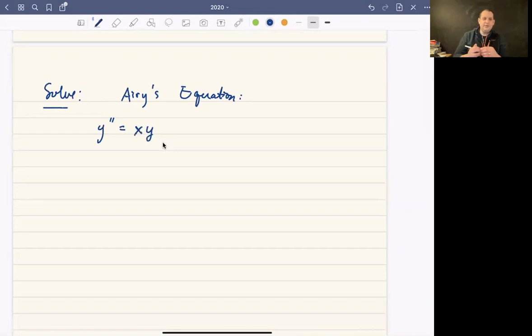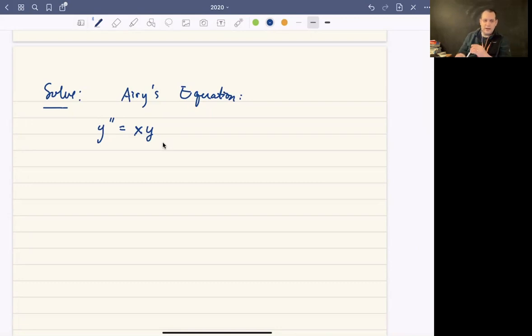Totally innocent looking. It looks super easy to solve. It is not super easy to solve. Try it. See what happens. See if you can figure out how to solve this. It is second order linear, but it doesn't have constant coefficients. So all that stuff is out. There's no integrating factors or anything like that we can do.